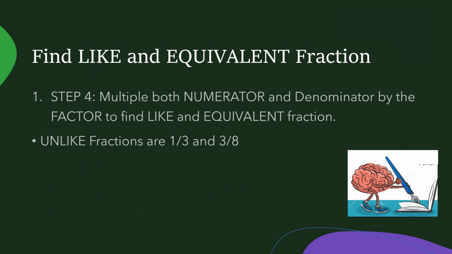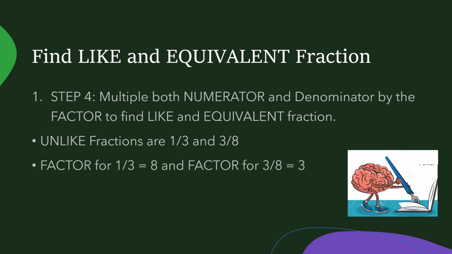We have found the factor. Now we will find the like and equivalent fraction. How will we do it? We will multiply both the numerator and denominator by the factor we just found. The unlike fractions we are looking at are 1 by 3 and 3 by 8. So the factor for 1 by 3 is 8 and the factor for 3 by 8 is 3.